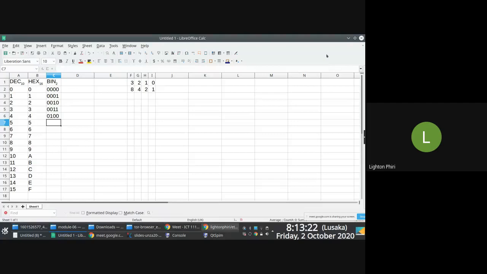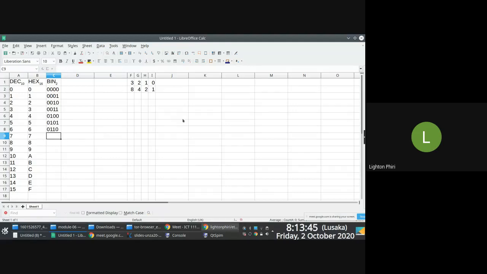For us to get a 5, it's 4 plus 1, right? So the bit pattern we'll be interested in is this 4 and this 1 here. So for us to get a 5, it's going to be 0, 1, 0, 1, right? We get a 5. For us to get a 6, it's 4 plus 2, which is 0, 1, 1, 0, right?